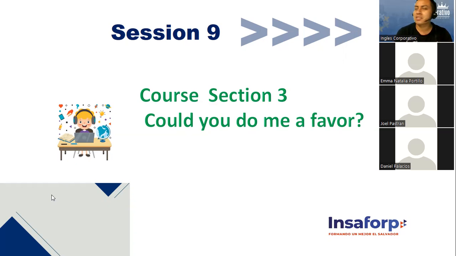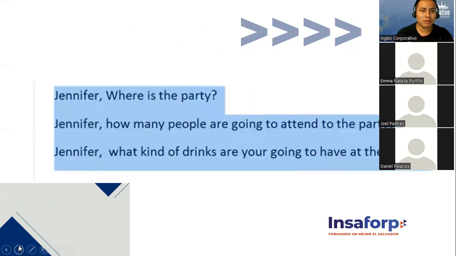And yesterday we talked about how to make indirect questions. And I said that we were going to retake this today. And I want to start by displaying the sentences that we left yesterday pending, because I wanted to hear, you know, one more time how can you ask these questions indirectly to Jennifer. So let's see how many are connected as of now. So 4 people connected plus me. So who would like to ask the first question in indirect way?